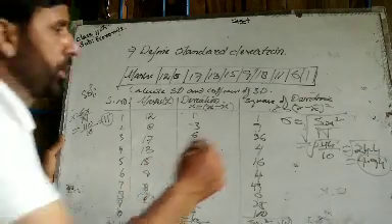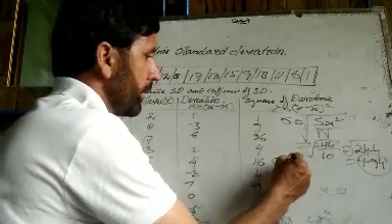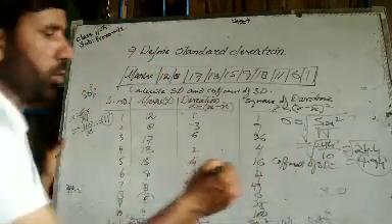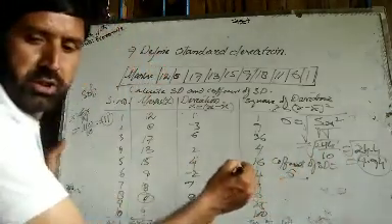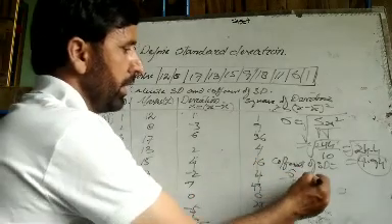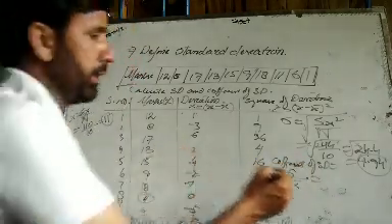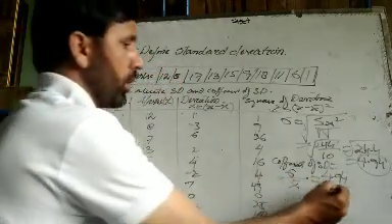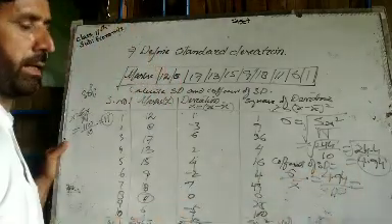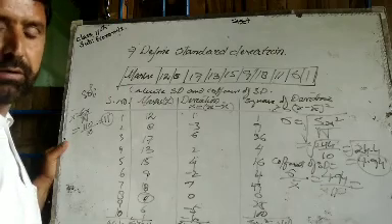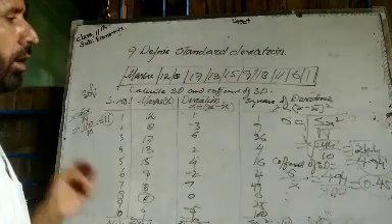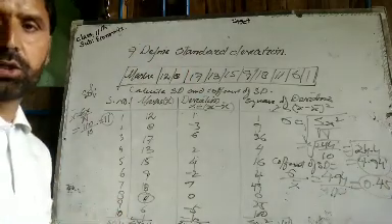Now we find the coefficient of standard deviation. That is equal to standard deviation upon the mean. The standard deviation is 4.94 and the mean is 11, and 4.94 upon 11 is equal to 0.45. So the coefficient of standard deviation is equal to 0.45.